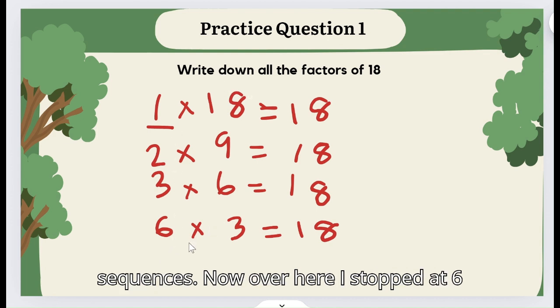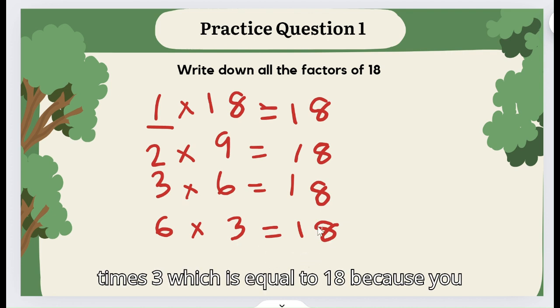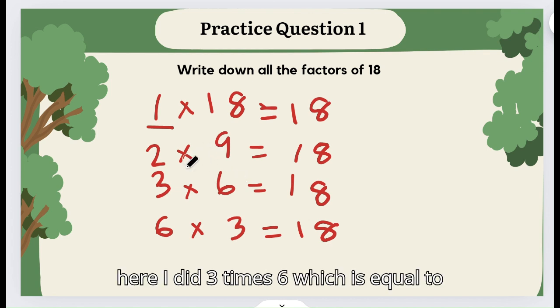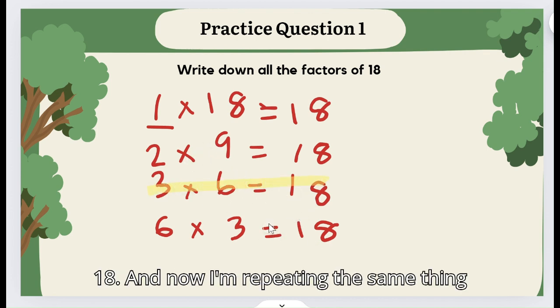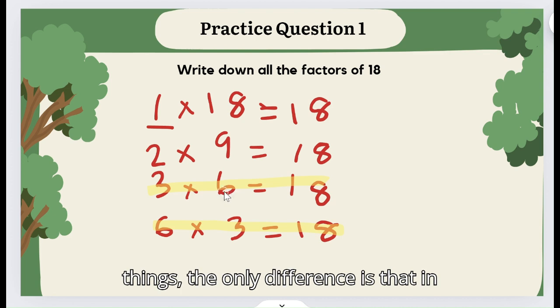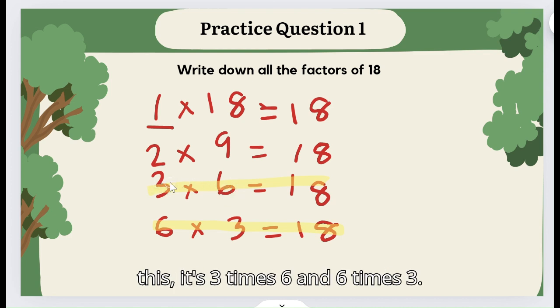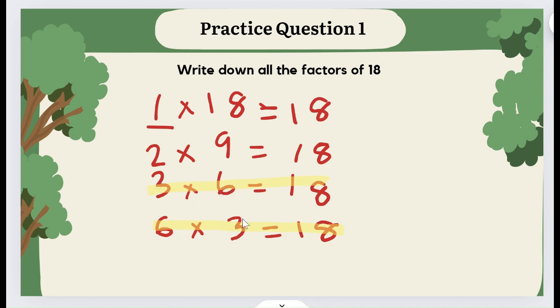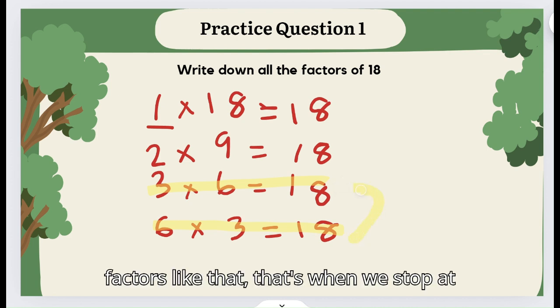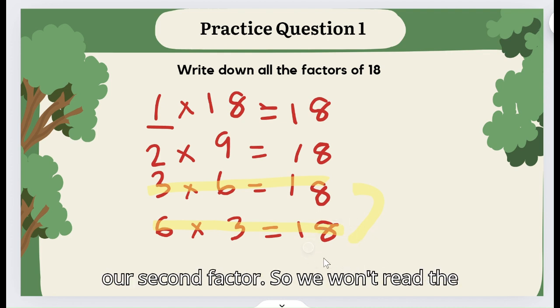Now over here I stopped at 6 times 3, which is equal to 18, because you can see that over here I did 3 times 6, which is equal to 18. And now I'm repeating the same thing again. 6 times 3 is 18. So basically both of them are the same thing. The only difference is that in this it's 3 times 6 and 6 times 3. So when we have two repeating factors like that, that's when we stop at a second factor.